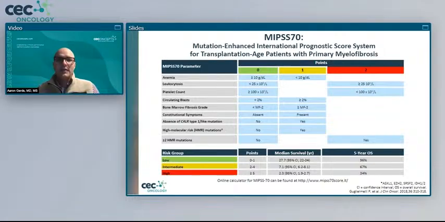Here's an example of one of those models. This is the Mutation-Enhanced International Prognostic Scoring System. Again, we take clinical variables and add in those molecular markers to better refine prognosis. And as in other models, we do see a nice splaying of the risk categories. So once you add up the points, disease is either identified as low, intermediate, or high risk, with corresponding 5-year overall survivals of 96, 67, and 34%, respectively.